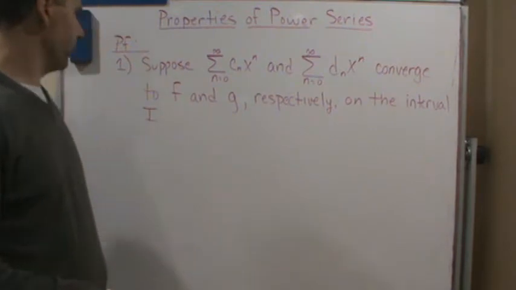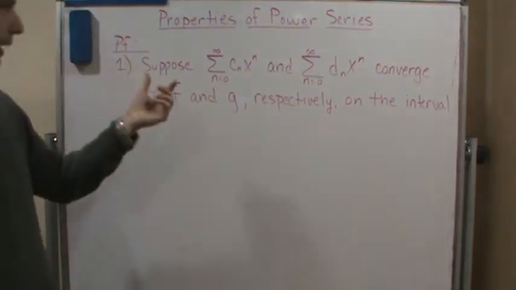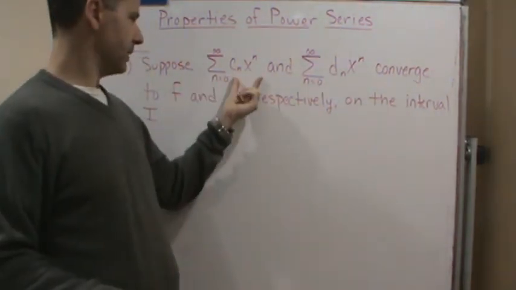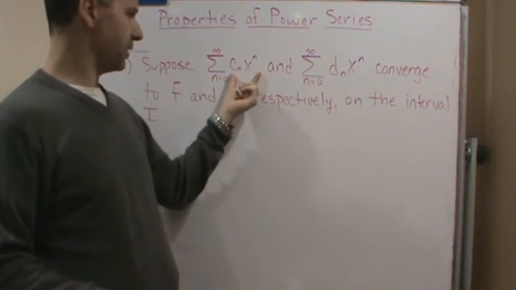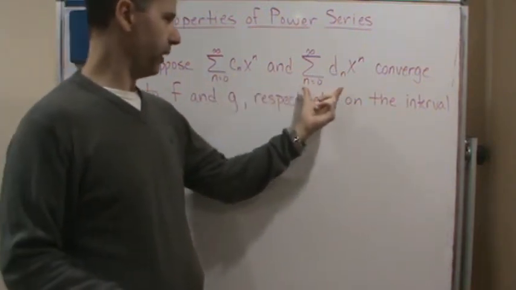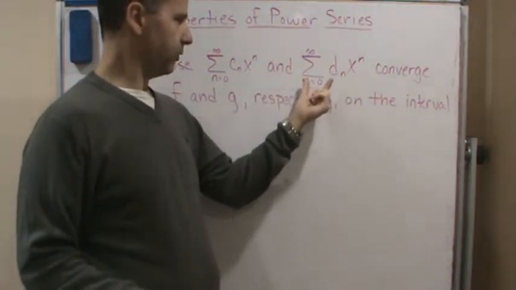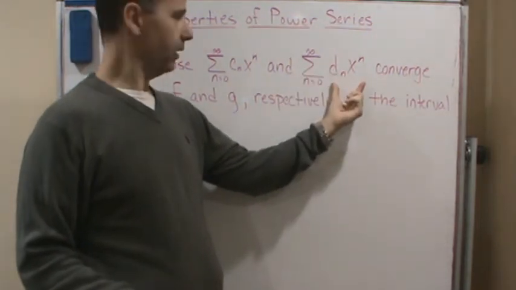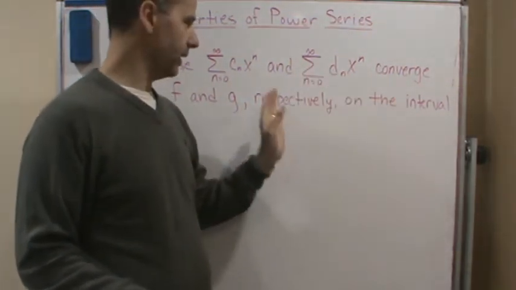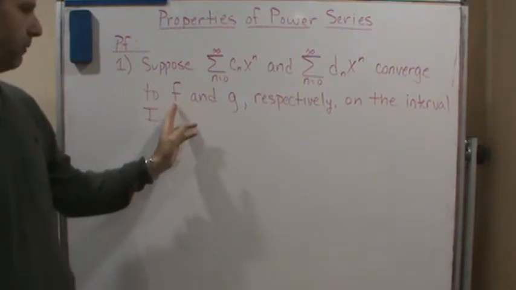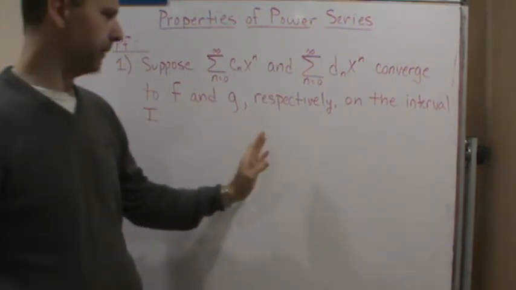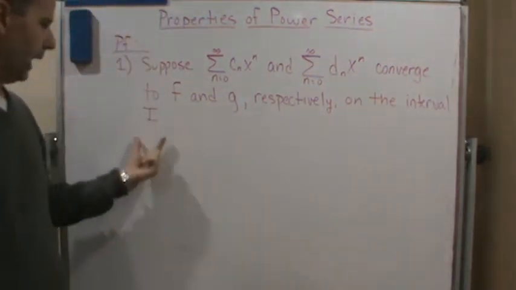Okay, so again we start with the assumption. Suppose that we have two power series, the series of c sub n times x to the nth power, and the power series n equals 0 to infinity of d sub n times x to the nth power. And let's assume that these converge to the functions f and g respectively on the interval I.